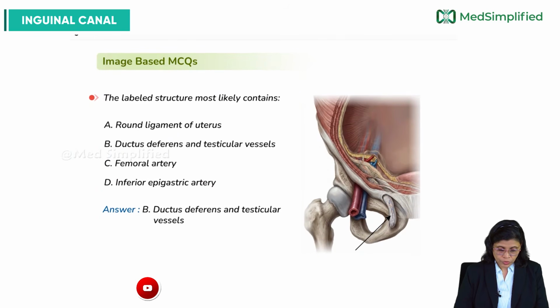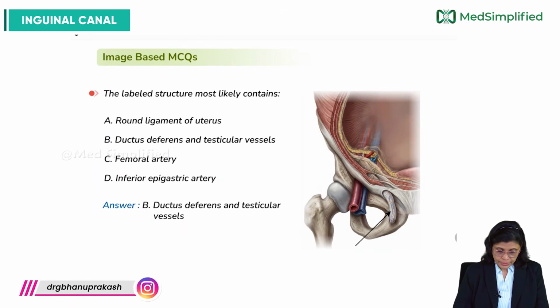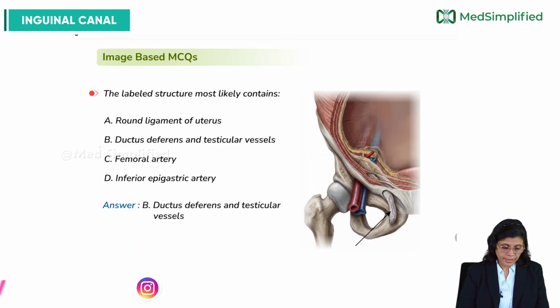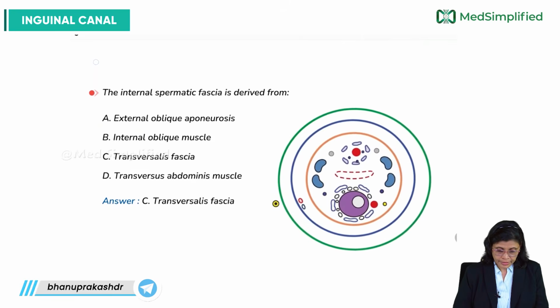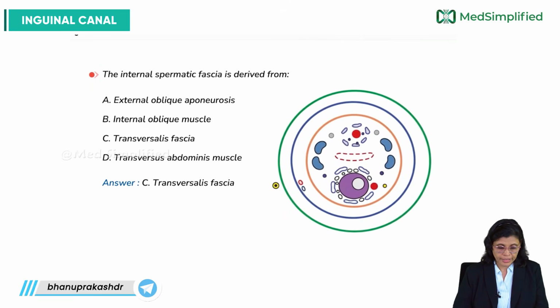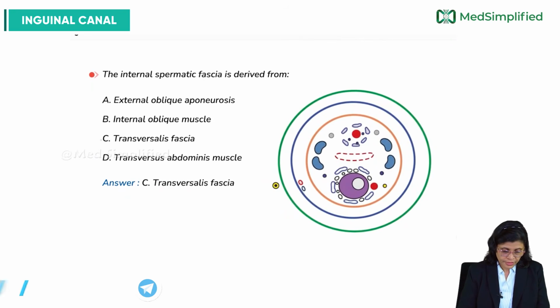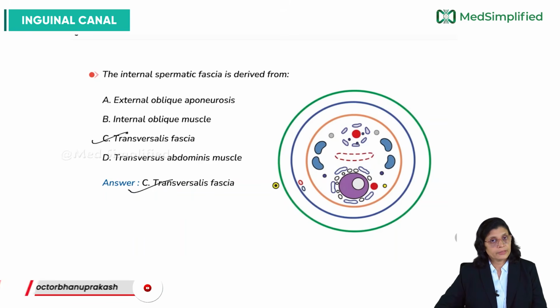The labeled structure most likely contains, which is the labeled structure here? This is the spermatic cord. Spermatic cord will not have the round ligament, will not have the femoral artery, will not have the inferior epigastric artery. The contents are ductus deferens, the pampiniform plexus of veins, and testicular vessels. The internal spermatic fascia is derived from fascia transversalis. External oblique aponeurosis forms the external spermatic fascia. Internal oblique muscle forms the cremasteric fascia.